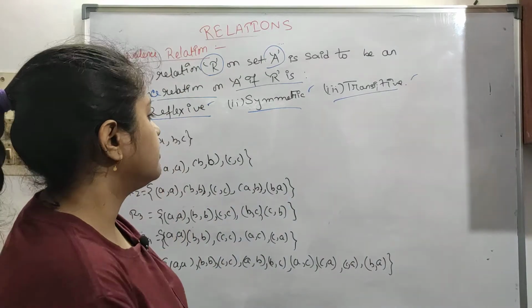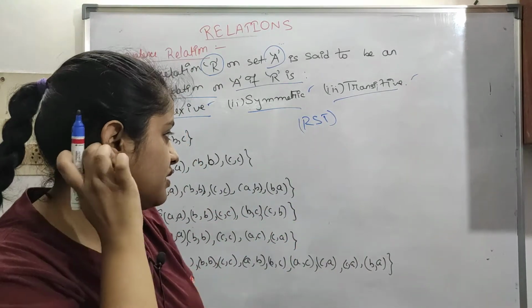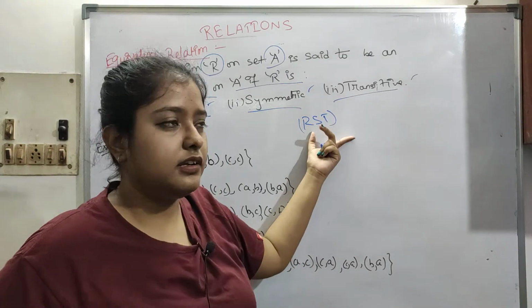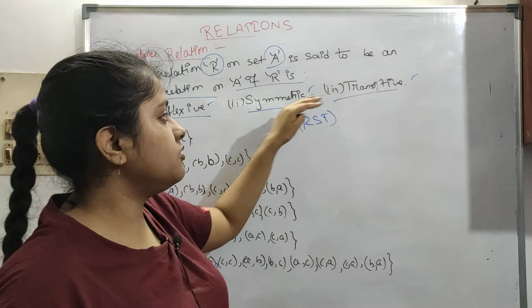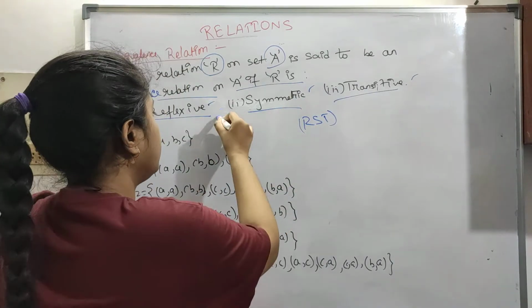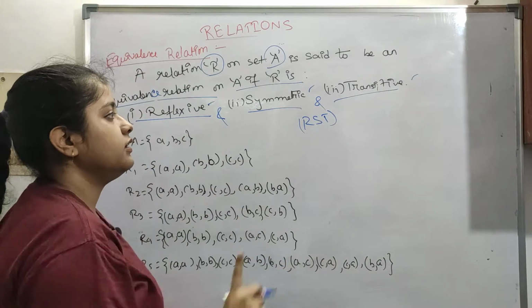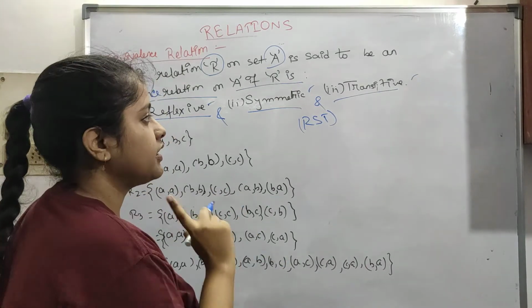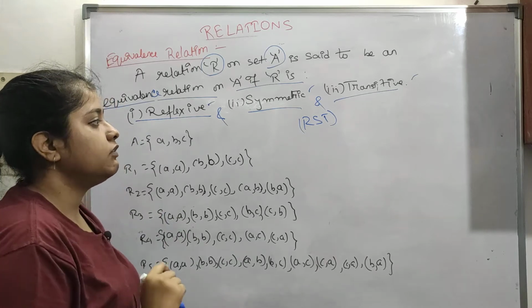You can remember it like RST. I used to remember it like this, because I tend to forget this RST: it has to be reflexive, symmetric, and transitive, all of them. So nothing odd. These three have to hold in one particular relation, then only you can say that it is an equivalence relation.